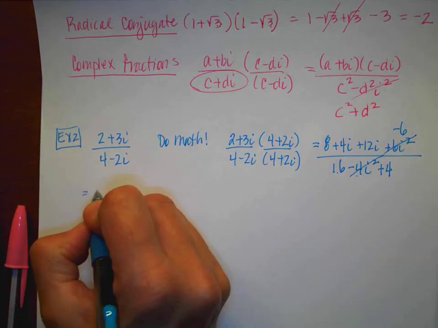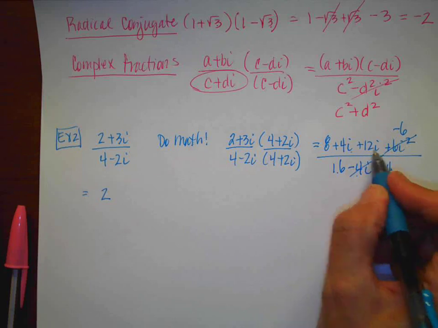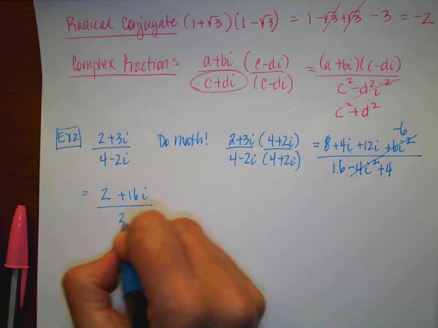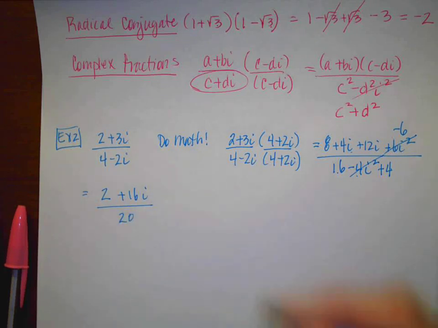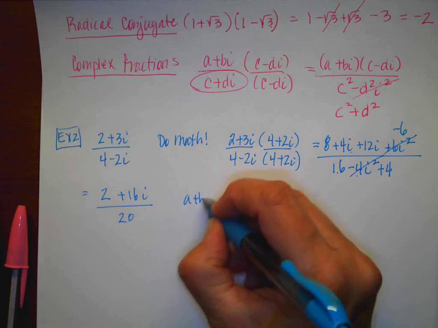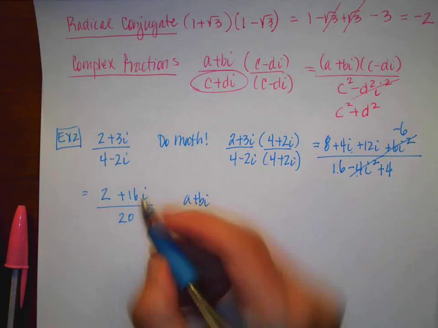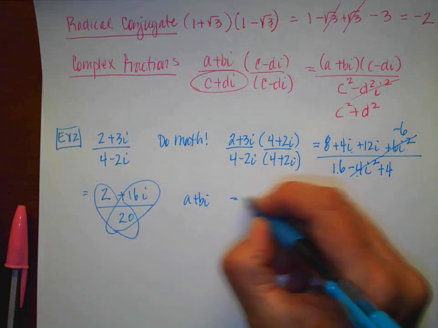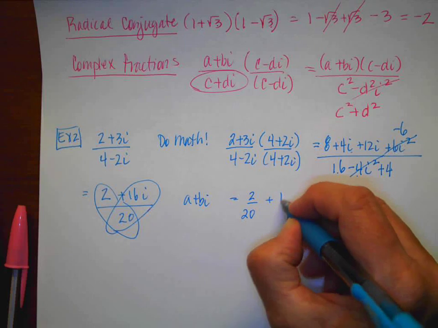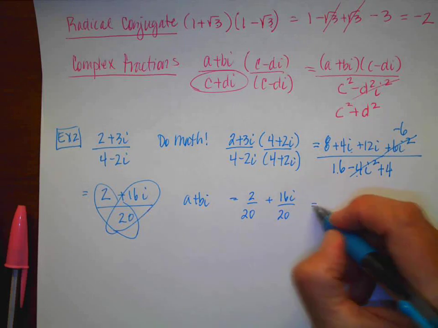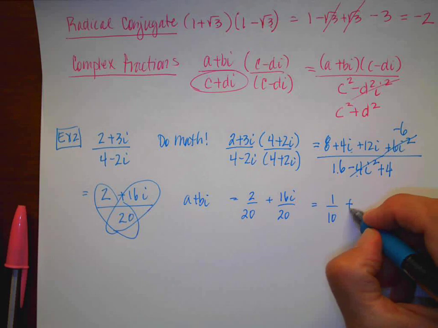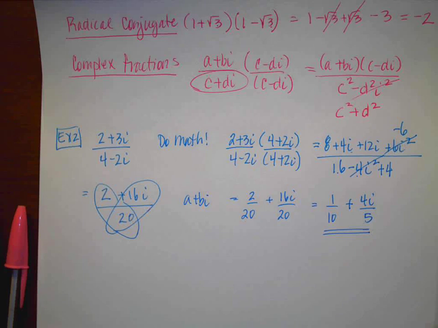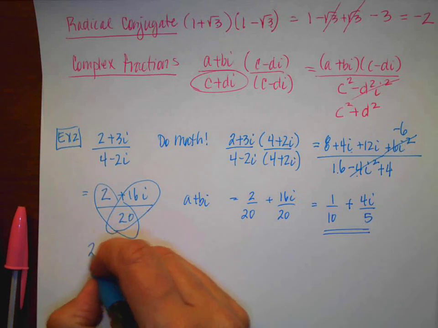Now I'm going to combine like terms. 8 minus 6 is going to be 2. 4 plus 12 is plus 16i over 16 plus 4 is 20. Now remember when we talked about complex numbers, they have to be in the form a plus bi. That means then that I have to split this fraction up into two pieces. So this is going to be 2 over 20 plus 16i over 20. This is 1 over 10 plus 4i over 5. And then that would be my solution.